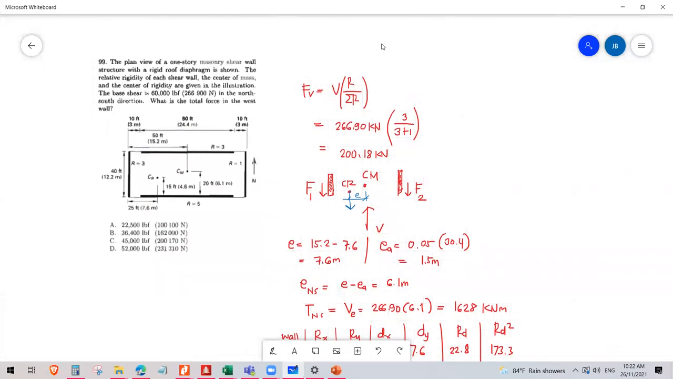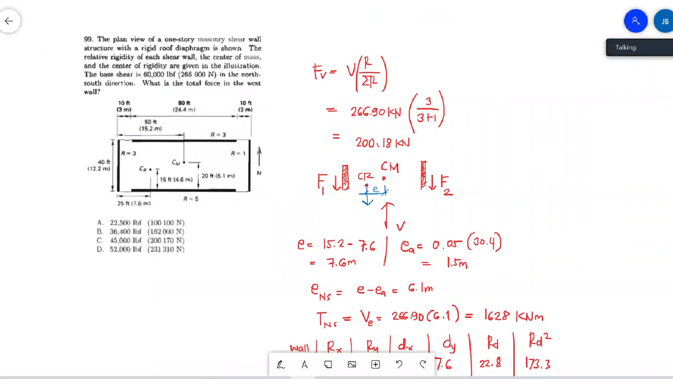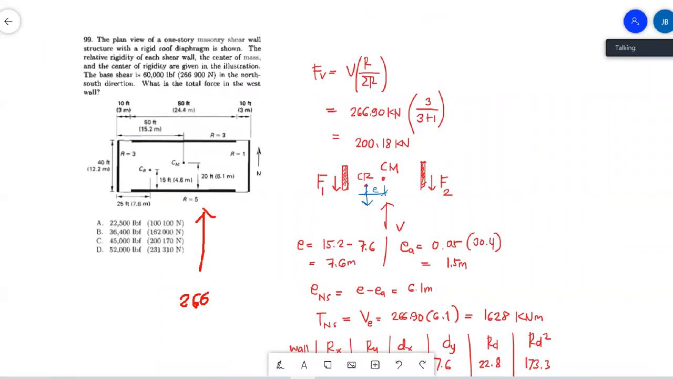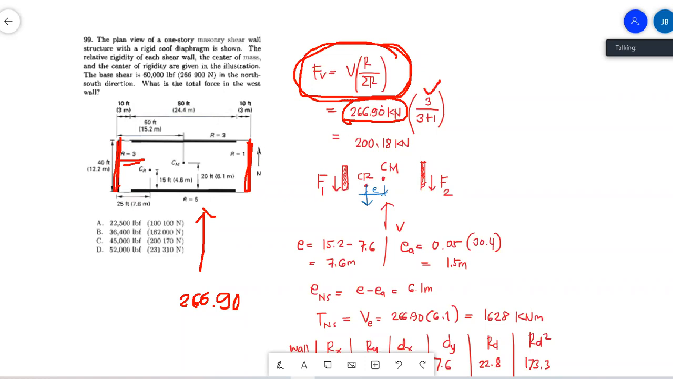So, by direct shear, ito, first computation niya is direct shear. What is the total force in the west wall? So, west wall yung tinatanong. Nandito. So, 266.9. So, ito yung dalawang magre-resist niyan. On that direction, so ito yung ating base shear. And itong formula na to, alam nyo na to, since day one, ginamit na natin to. So ano yung stiffness or rigidity ng west wall, 3. Then total stiffness na magre-resist ng earthquake on north to south direction is 3 plus 1. Dalawang wall na magre-resist.